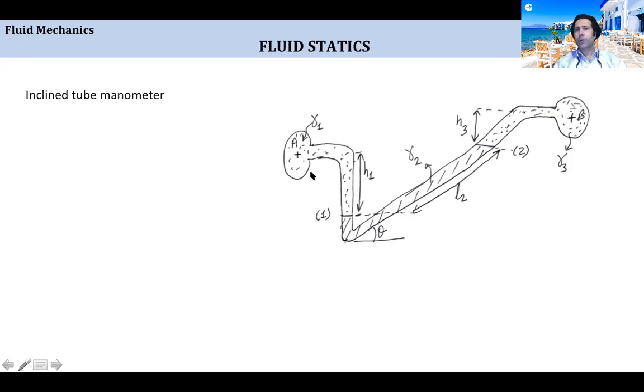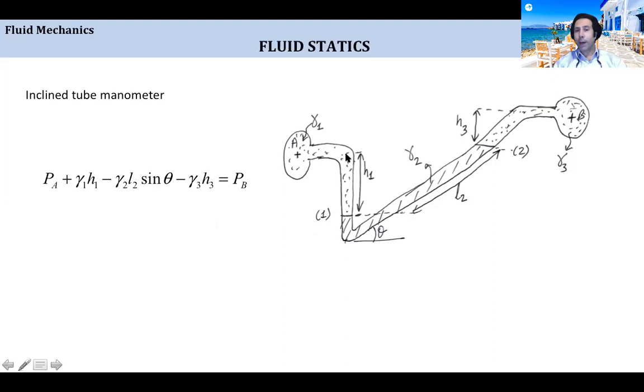So let's try to obtain a manometer equation for this type of design. We start from one end of the manometer and work our way around to the other end. We can start from pipe A and then move all the way to pipe B, or vice versa. Let's start from the left side. Here, pressure is PA. We can move horizontally. Pressure is the same. Pressure is PA at this point. Then we move down to the interface, which is point one.